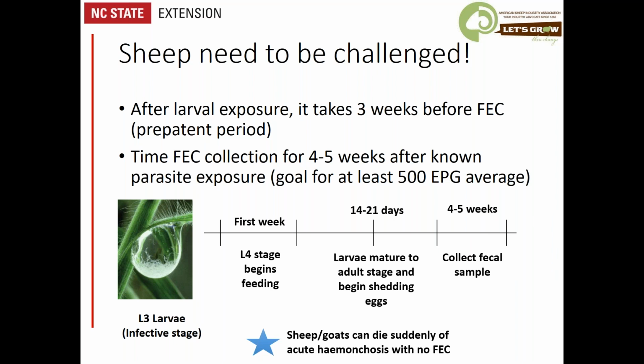So then we want to time our sample collection for 4 to 5 weeks after known parasite infection, or exposure, I should say. And that's going to make sure those animals have the opportunity to become infected if they are truly susceptible, and then either mitigate that infection, which are the more resistant individuals, or allow that infection to establish, which are the more susceptible individuals. If all of our individuals have fecal egg counts of 0, that doesn't really tell us much. It could mean that they're all resistant, but it could also mean they just weren't exposed to any parasites. And so we need to at least make sure that they have the opportunity to be exposed, to be infected. They need to be challenged to get an accurate fecal egg count.